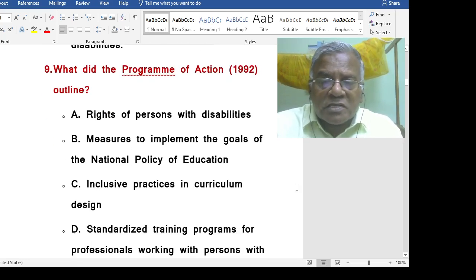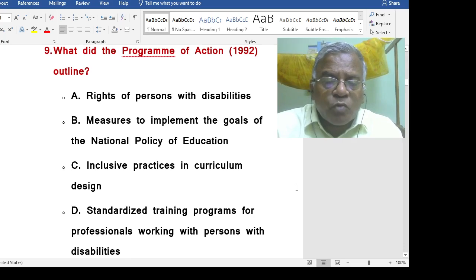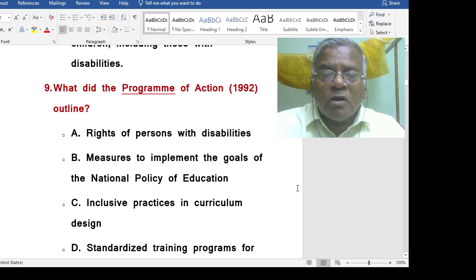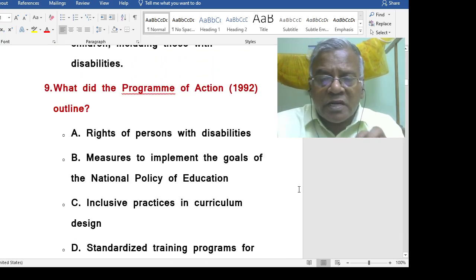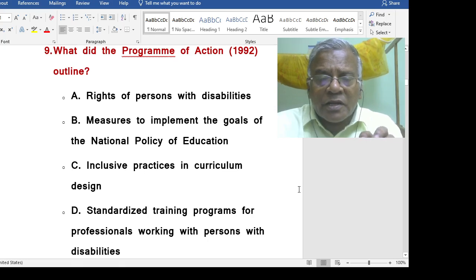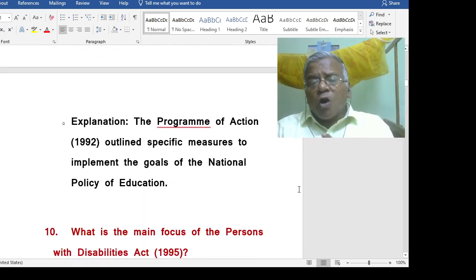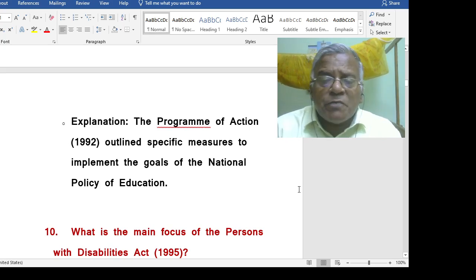What did the Program of Action outline? Rights of persons with disabilities, measures to implement the goals of the National Policy of Education, inclusive practices in curriculum design, standardized training programs for professionals working with persons with disabilities. So, what did the Program of Action 1992 outline with regard to inclusive education? It gave the measures to implement the goals of the National Policy of Education. That is, the Program of Action outlined specific measures to implement the goals of the National Policy of Education.